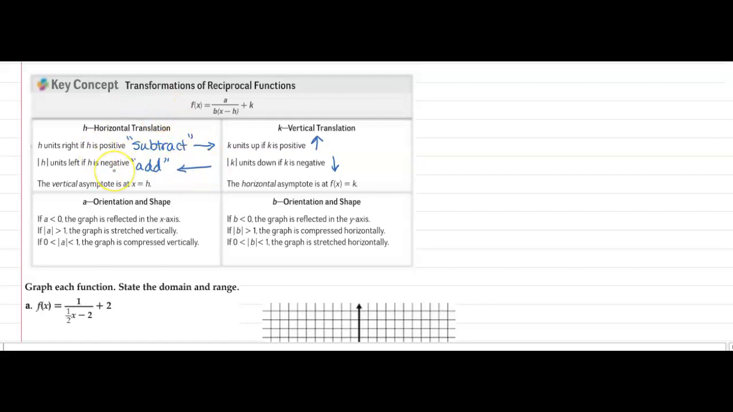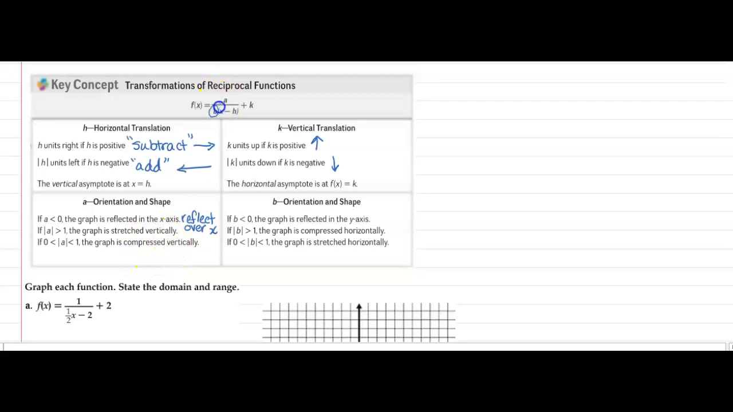Remember how the horizontal translations are always the opposite of what you'd think they should be? Talking a little bit about shape, if we have a number in the numerator and it's negative or negative before this fraction, it's going to reflect over x. Just like it did when we put a negative before our radical. That made it reflect. Same thing happens. If the number up here is bigger than 1, it's going to be a vertical stretch. And if the number here would be a fraction between 0 and 1, it would be a compression.